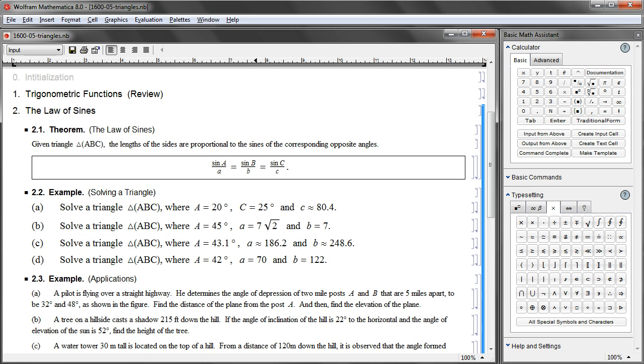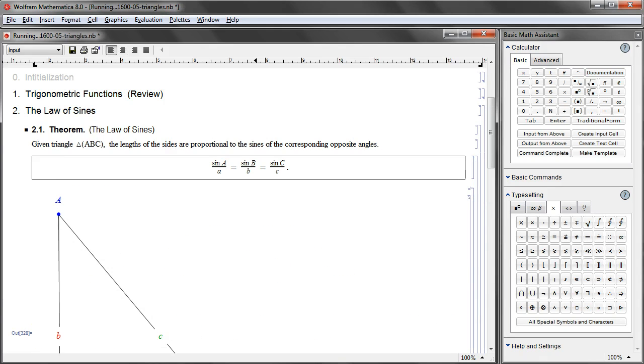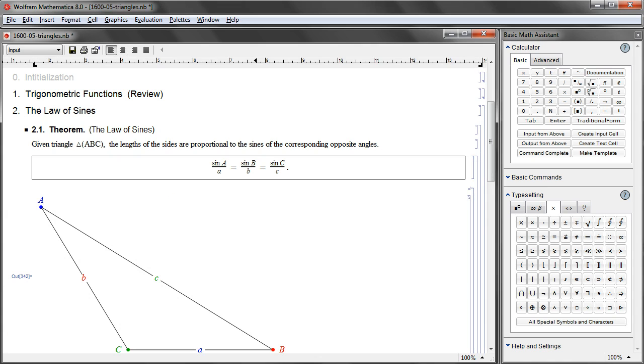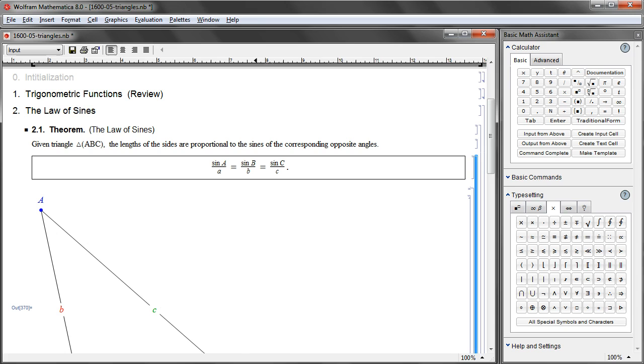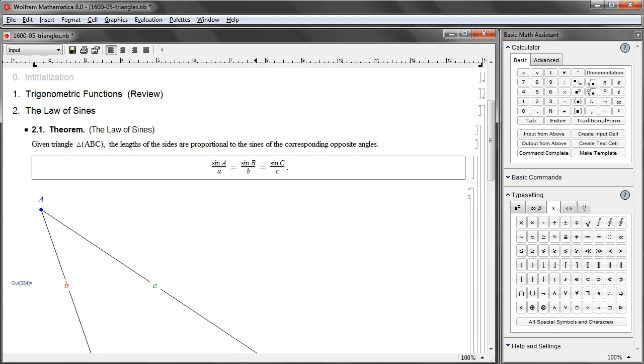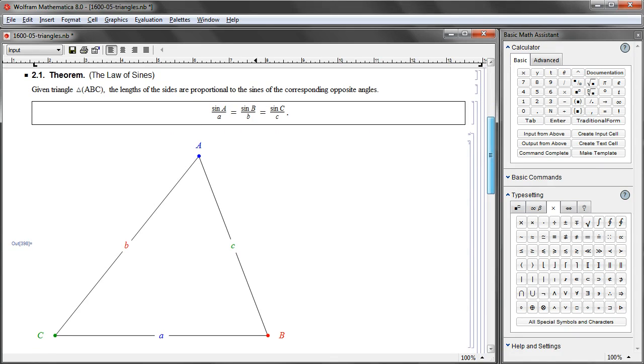Okay, let's move on to the law of sines. And it goes kind of like this. Acute triangle is easier, so let's get acute angle first, and then after that we're going to go over to obtuse triangle. I keep getting unlucky. Okay, looks like this is an acute triangle.